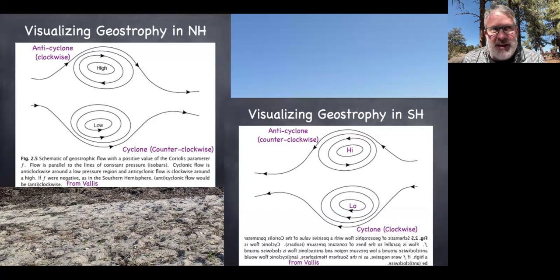It takes a little while to get on the tip of your tongue which one flips as you go from hemisphere to hemisphere. So you can think about this more slowly as you try and figure out how these wind patterns work as you review these slides and the different gyre patterns as we get into those.